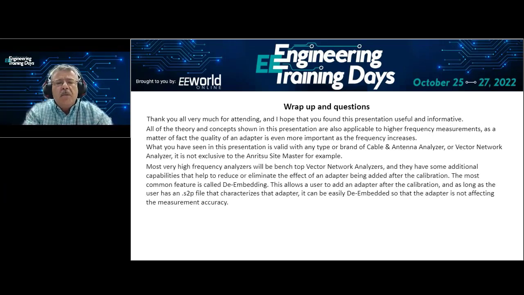De-embedding is the ability to remove the effect of the adapter that's been added after calibration, but it requires an S2P file. So it requires somebody to have measured that adapter very carefully and precisely and saved an S2P file of that adapter. So now you can add the adapter to the port of your vector network analyzer, and then you go into your de-embedding menu and you de-embed the adapter, which is basically loading the S2P file in there. And the analyzer itself will mathematically remove the effect of the adapter. But this is not available for people in the field, you know, the cellular industry and the cable antenna analyzers. They don't have these features.